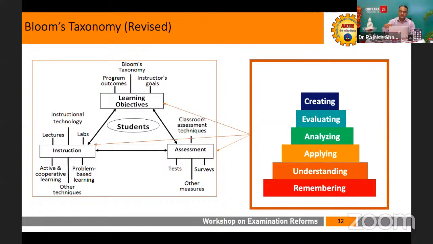The purpose is that we should have a system keeping the student at the center. All the learning objectives should be achieved. For that, we have Bloom's taxonomy, program outcomes, and then instructor goals should be met. Simultaneously, on the other hand, on my left side of the screen here, are all the instructions. When we give instructions to students, when we are teaching, we teach them through lectures and through labs. We try to ensure active and cooperative learning. We have different terms like problem-based learning. We use many other techniques to make sure that our students ultimately learn. And overall, all this is finally assessed in different ways, through tests, through surveys, through other measures, and then the usual classroom assessment techniques, where we tell them, okay, please raise your hand whether you have understood this concept or not.